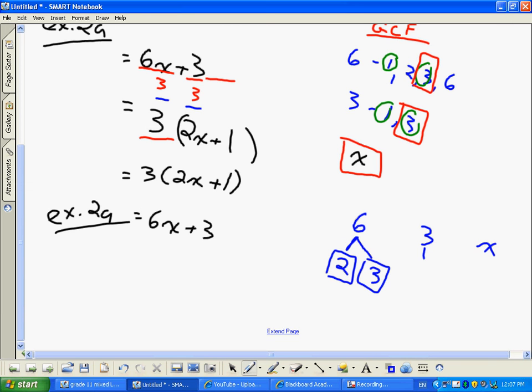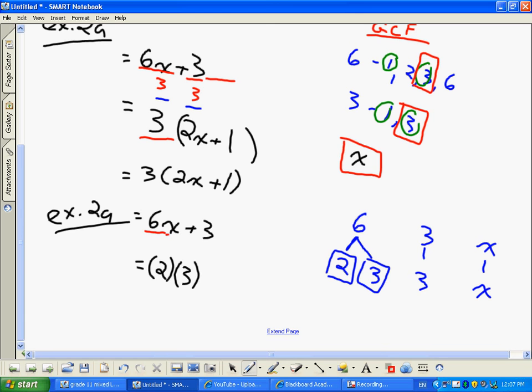well, the only factors of x are x times 1. I can't break it down anymore, so consider it a prime factor too. So x is a prime number, 3 is a prime number, and 6 is broken into 2 and 3. So I'm going to rewrite this question. I'm going to rewrite 6 as 2 times 3.